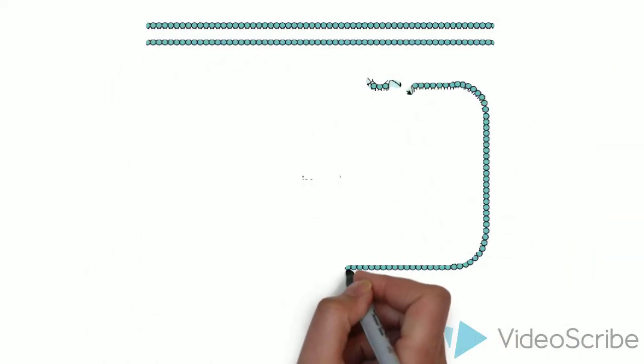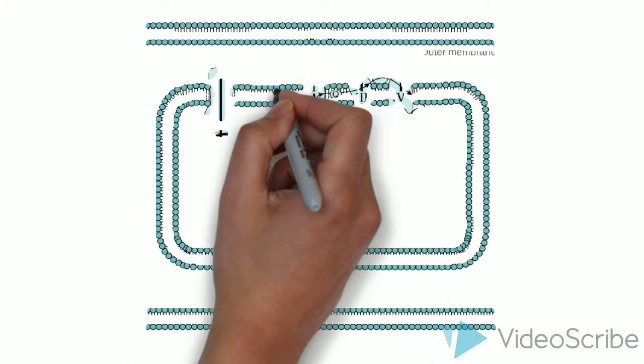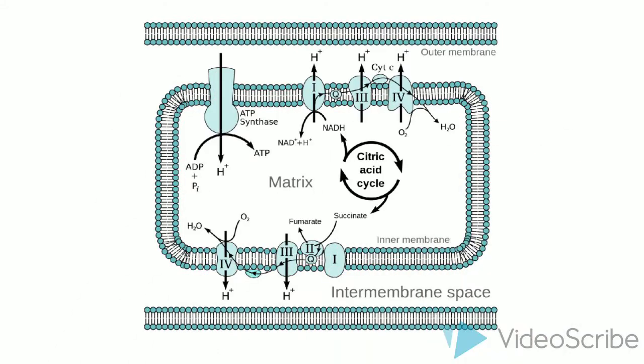The hydrogen moves back into the matrix by flowing through ATP synthase. As the hydrogen flows through ATP synthase, conformational changes move the machine such that it combines ADP and free-flowing phosphate molecules into ATP. This ATP is then used for energy in many different ways throughout our bodies.